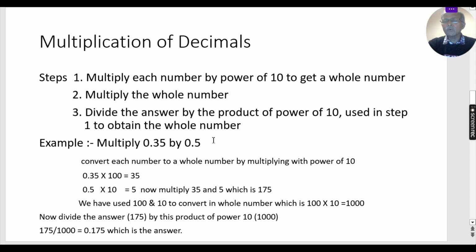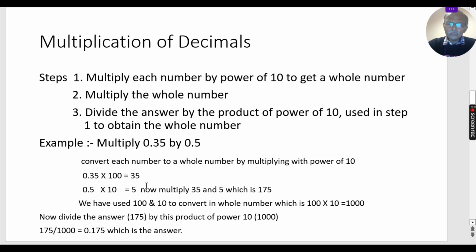So first step, we have to convert them to whole numbers. To convert 0.35 to a whole number, I multiplied it by 100, that is 10 to the power 2. Okay, so this makes 35. Similarly, to convert 0.5 into a whole number, I multiplied it by 10. So it gave me 5. So we have the two whole numbers now, 35 and 5. We multiply them, 35 and 5 is 175. Okay, here what we have done, we have used 10 to the power 2 to convert this into a whole number, then 10 to the power 1 to convert 0.5 into a whole number. So total number of powers of 10 which we have used is 3, 2 here and 1 here.